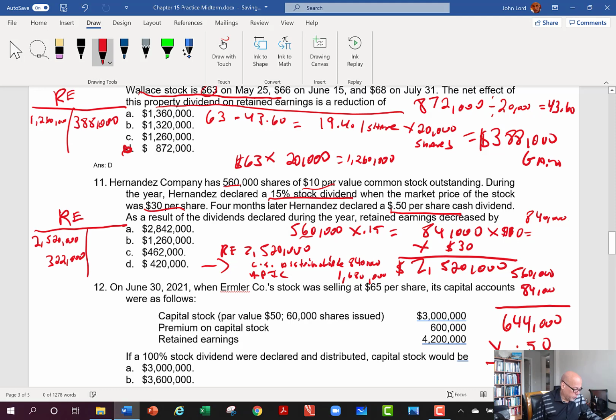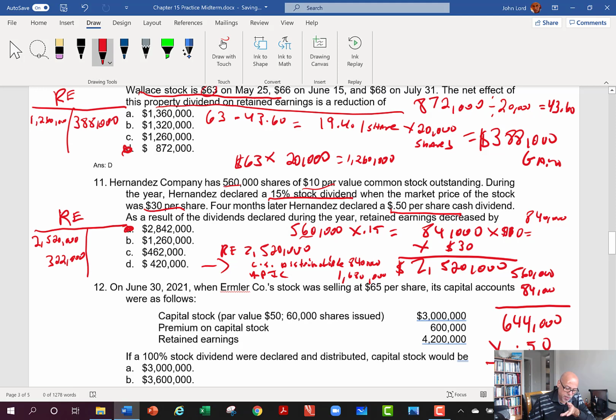And so the total amount that came out of retained earnings as a result of this problem is going to be what? Answer A, 2 million. For some reason, when I copied the question, I didn't bring the answer with it, so I didn't have it labeled down here, but it's 2,842,000. Okay, that's for the two pieces of the dividend.